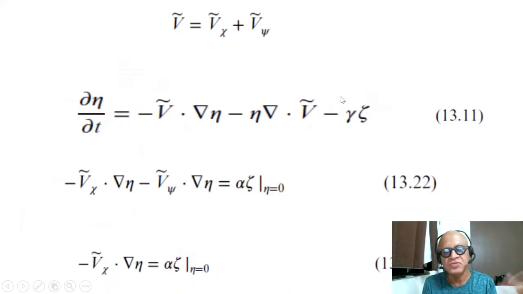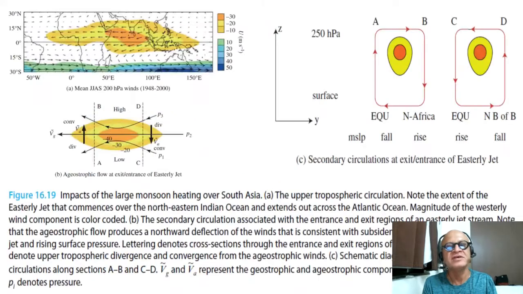Okay, so just revise those parts again in case I'm going too fast, but the physics of this is very interesting. So here is our easterly jet going right across from the Indian Ocean monsoon region into the West African region. Impacts of the large monsoon heating over South Asia.